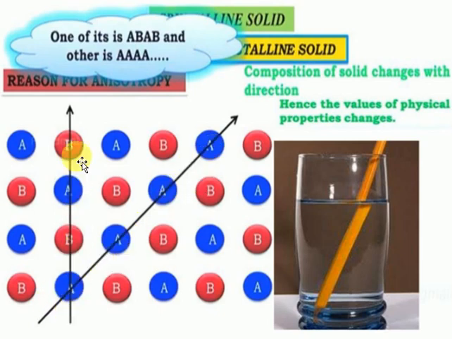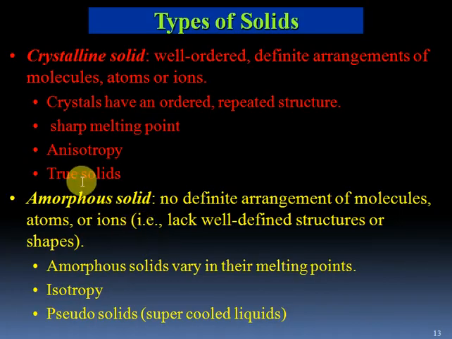If you observe the properties in this direction, I can see the AB kind of atoms. So generally, crystalline solids have long range order and a repeating structure, AB like that repeating. Anisotropic means if you observe a physical property, refractive index or thermal conductivity, it varies from one direction to another direction only. This is the general idea of crystalline solids. One more point: crystalline solids are true solids.